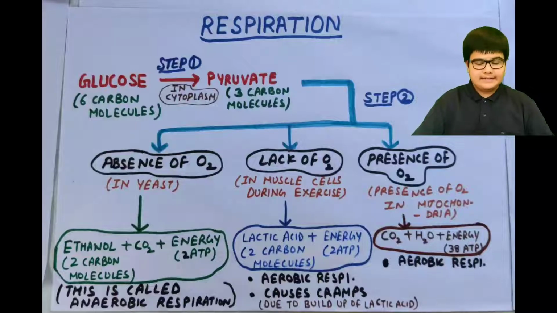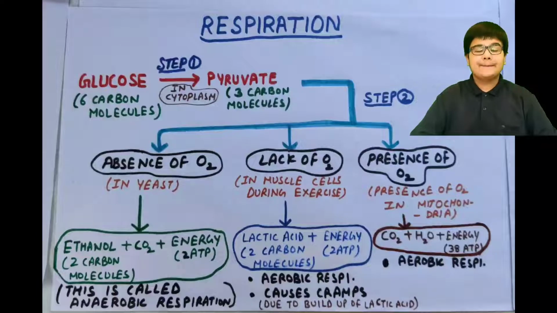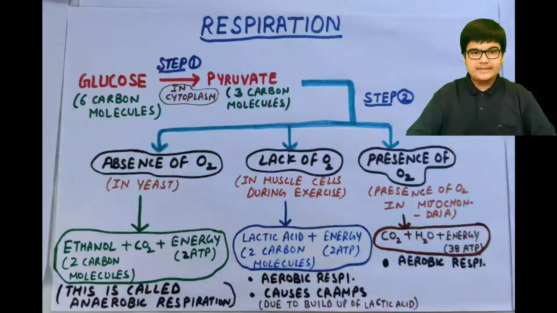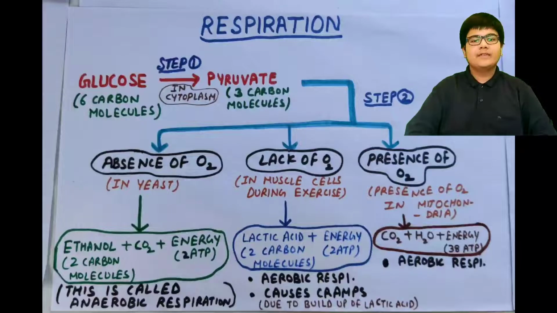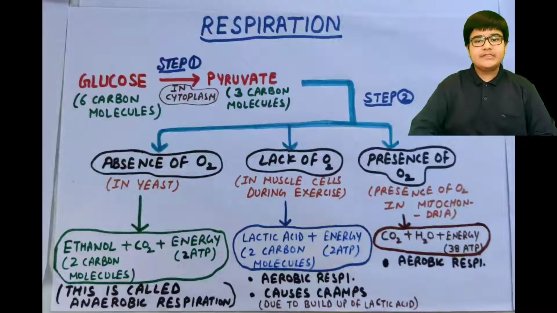But there are 3 different conditions in which step 2 of the respiration process can take place. The first is in the absence of oxygen. This takes place in yeast during the fermentation process. This releases ethanol plus carbon dioxide and some amount of energy, which is 2 ATP. We will learn about this in the following topics. This type of respiration, which takes place in the absence of oxygen, is known as anaerobic respiration.